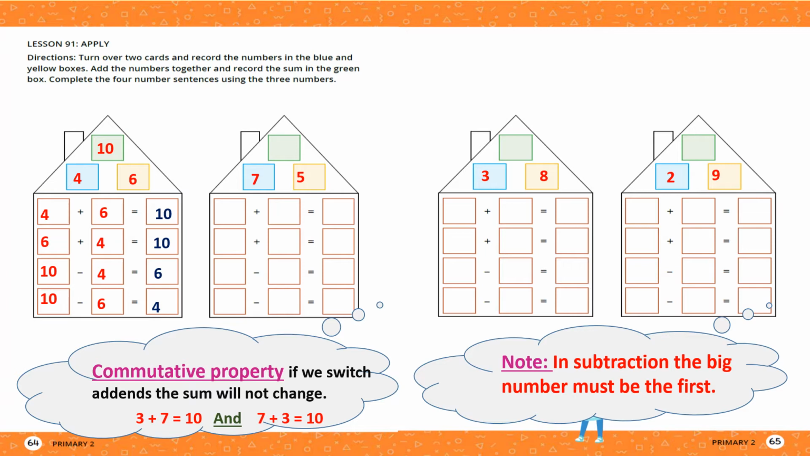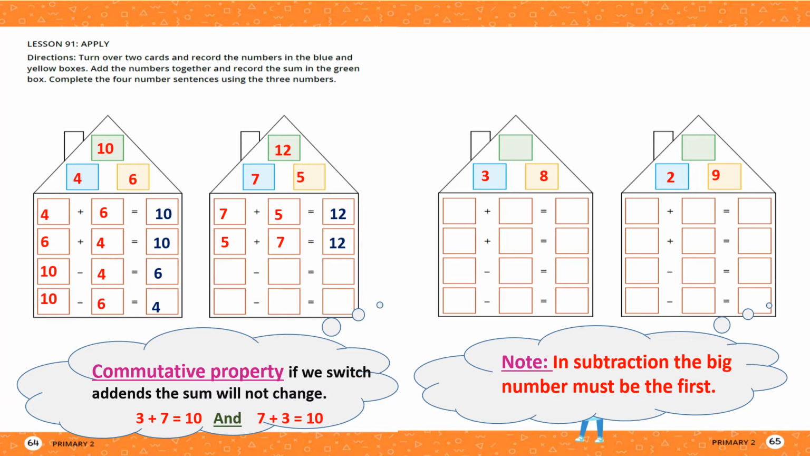Let's move to the next fact family. I'll give you 7, 5, and 12. 12 is the biggest number, so I will write it at the top of the numbers. Now let's complete the addition equations. To complete the addition equations, pick the smallest two numbers, which are 7 and 5. So 7 plus 5 equals what? Equals 12, the biggest number. Now we can switch addends. 7 plus 5 equals 5 plus 7. 5 plus 7 equals what? Equals 12 also, commutative property.